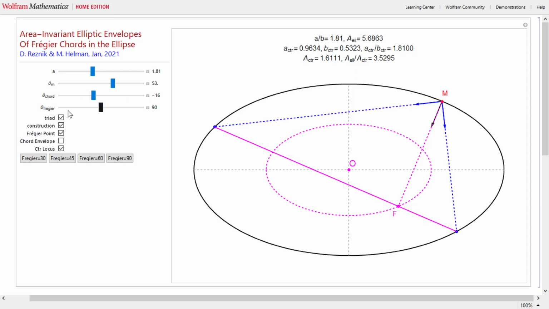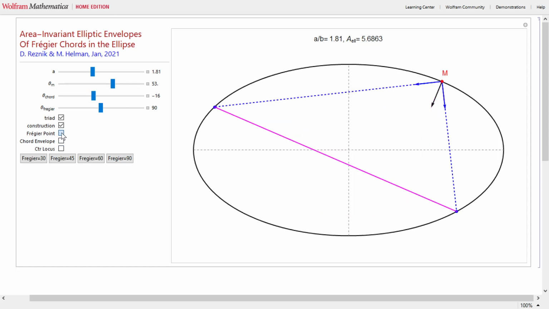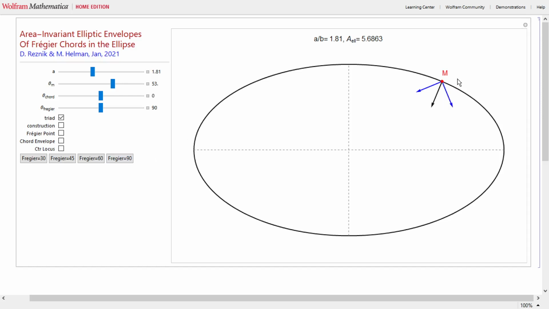Let's go ahead now and turn everything off. Let's turn the construction off. And I'm going to go ahead and now reset that family of, sort of, the 90-degree pair of blue arrows. I'm going to reset it to be symmetric about the normal at M, right? And I can put M anywhere. Okay. Now, I want to consider the following.